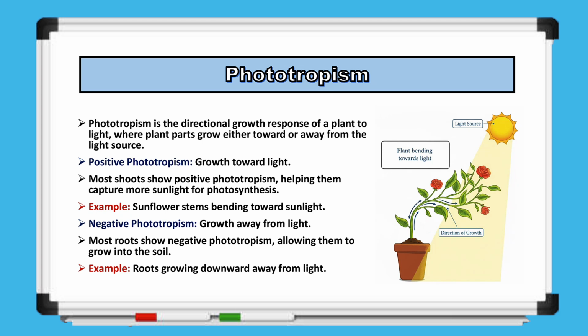Negative phototropism occurs when a plant grows away from light. This response is usually seen in roots. Growing away from light helps roots move deeper into the soil, where they can absorb water and minerals and provide strong support to the plant. Overall, phototropism helps plants adjust the growth direction, ensuring that shoots receive enough light while roots remain properly anchored in the soil.